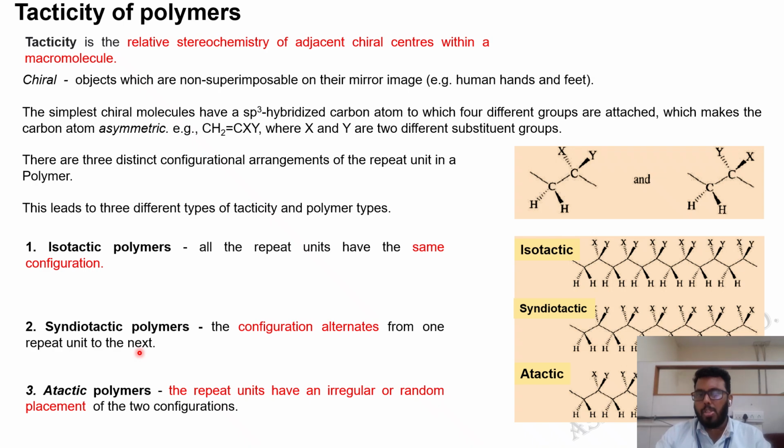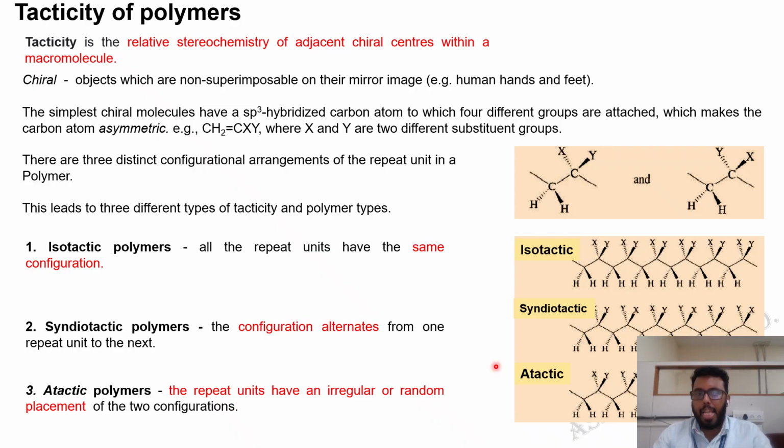Syndiotactic polymers. So syndiotactic means alternate. You can say the other word, alternate. So the configuration will alternate. The substituent group will alternate from one repeating unit to the other. For example, YX, then it is alternating XY, then YX, then XY, YX. So it is alternating. Don't bother about HH because both are the same groups, right?